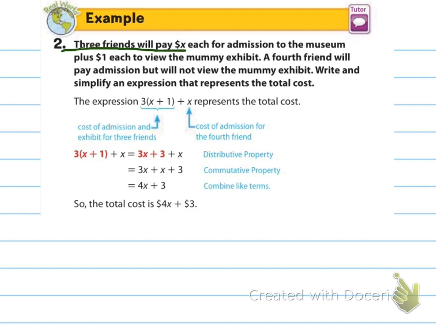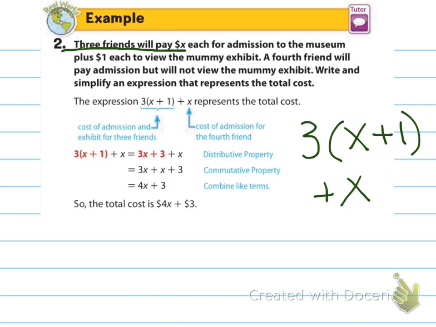We've got 3 friends, 3 people are going to pay X plus $1. They're going to pay X dollars to get in the museum plus $1 more for the mummy exhibit. And then we also have one more friend that's coming, but they're only going to the museum. They're not going to the mummy exhibit. So that's just plus X, not plus X plus 1, just plus X.